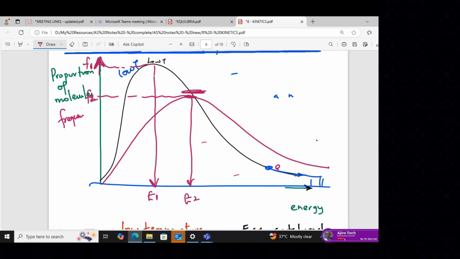The frequency is increasing upward, right? So we have F2 here. Of course, E2 is greater than E1 because energy is increasing this way. So when you increase temperature, what will happen to the most probable energy? This magnitude will increase, from E1 to E2, right? But its frequency will decrease from F1 to F2. Do you agree? Good, thank you.